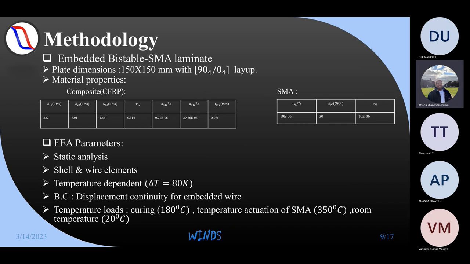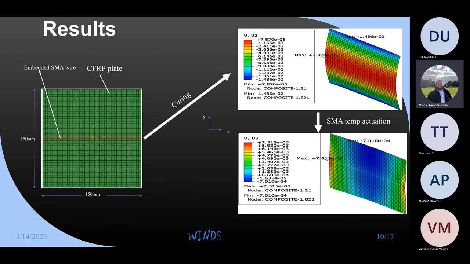by using these SMA wires embedded into an unsymmetric laminate, which is a CFRP. These are the properties of the SMA wires used for the numerical FEA software, to try to get the bistability of the laminate. So in FEA, we use static analysis, and we use shell and wire elements for the laminate, with temperature loadings and the temperature difference applied on the laminate. So I will say something about these results.